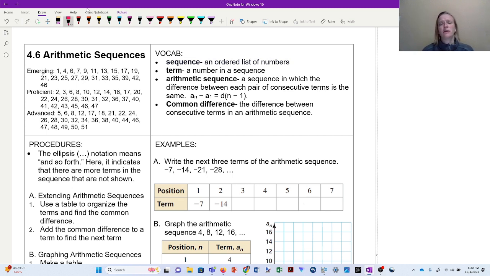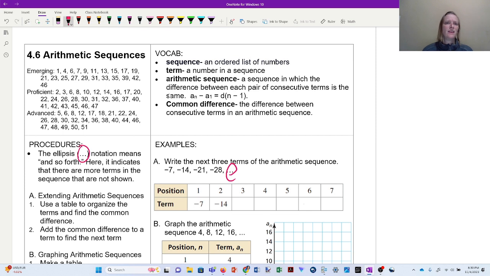And so we're going to learn how to look at those, interpret those, and also to come up with an equation that expresses them. So let's look at this example. First of all, if you're not clear on that ellipsis notation, it just means and so forth. So it means that the pattern continues in the same way.